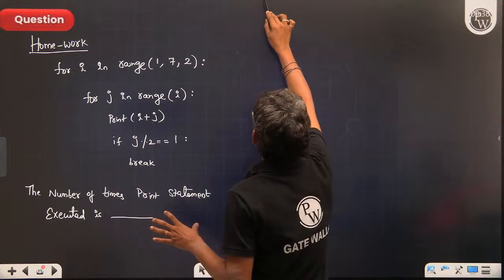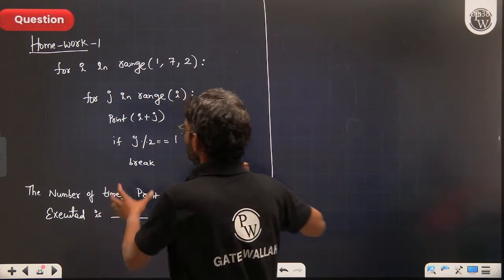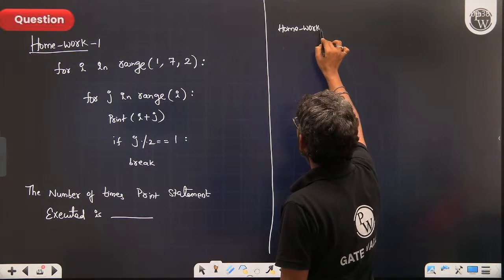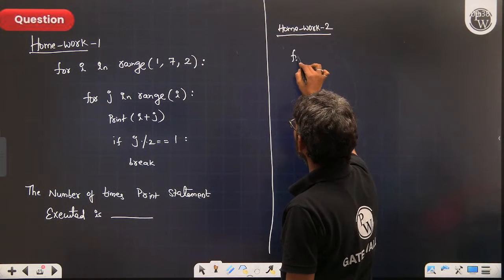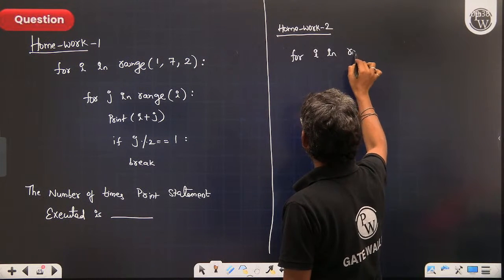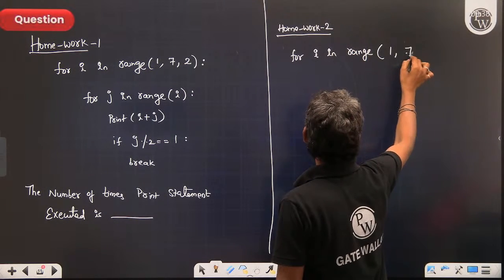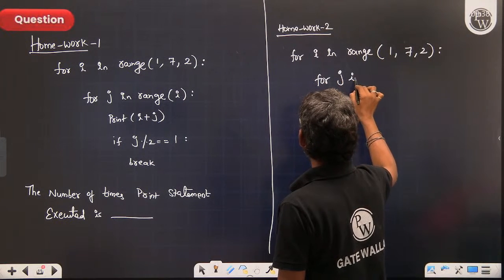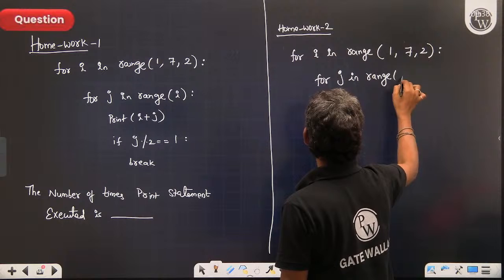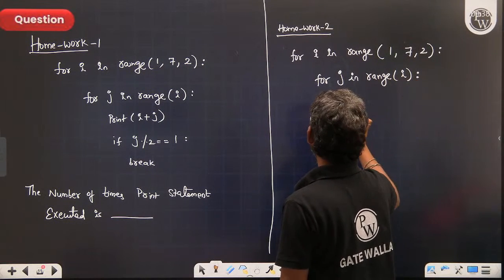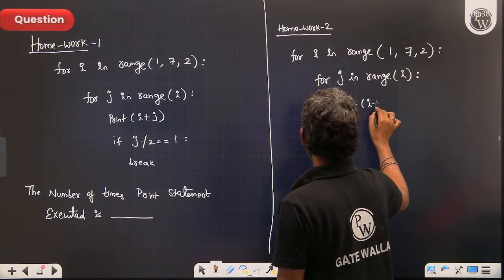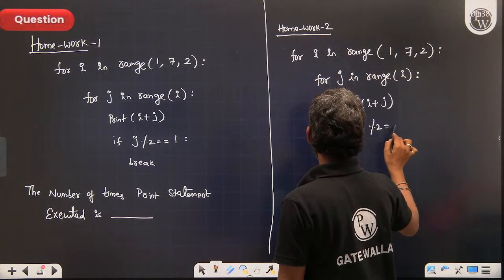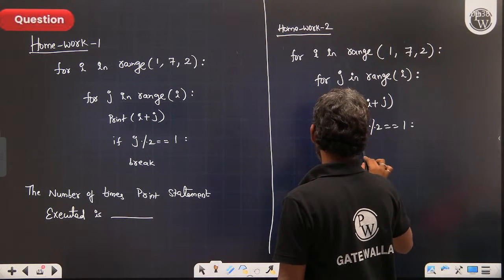Same, if I replace this with continue, what would be the answer? Means for i in the range of 1, 7, 2, for j in the range of i, print i plus j, if j mod 2 equal to 1, continue.